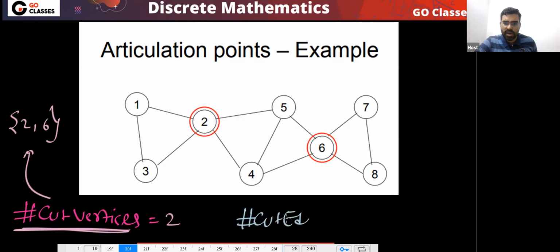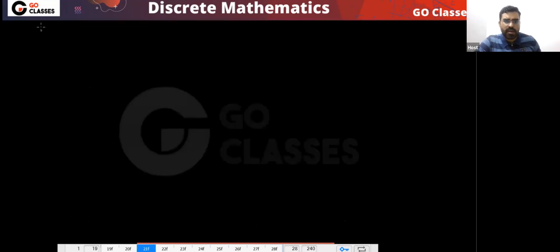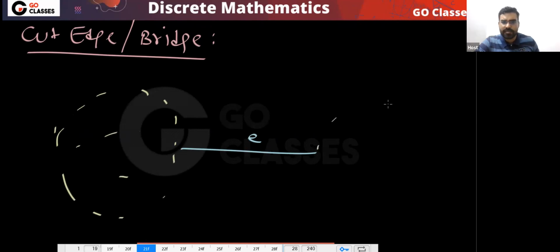And how many cut edges? This edge is not a cut edge. This edge is not a cut edge. So there is no cut edge in this graph. We don't have any cut edge. Remember, a cut edge is also called a bridge, because it is like a bridge. If this edge is your cut edge, then it is like a bridge. Some graph you have here, and some graph you have here.